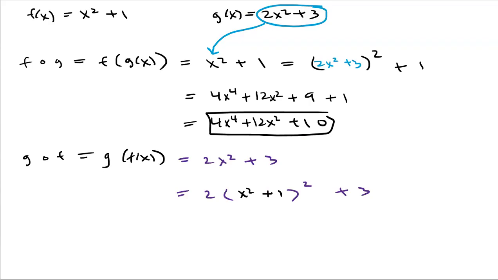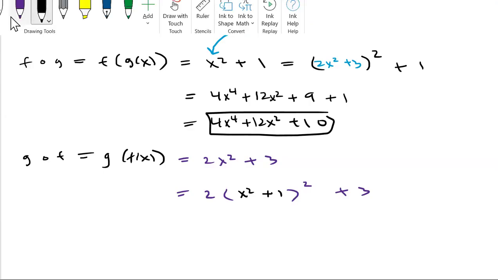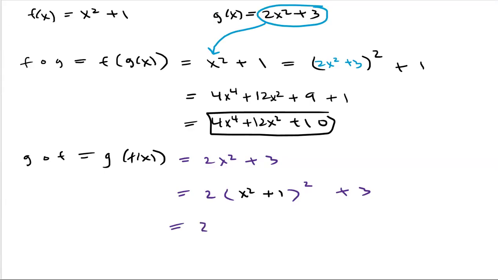All right. And then again, I go through the same process. I FOIL out the x squared plus 1. Again, I'm just going to do the shortcut there. So that would be square the front, so that would be x to the fourth, square the back, so that would just be 1. And then multiply the two, so that's x squared, and double it, so that's going to give me 2x squared. And then I still got the plus 3.